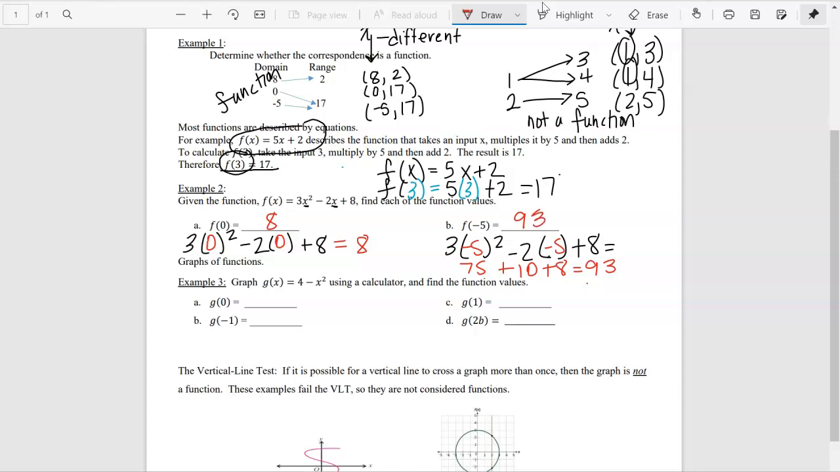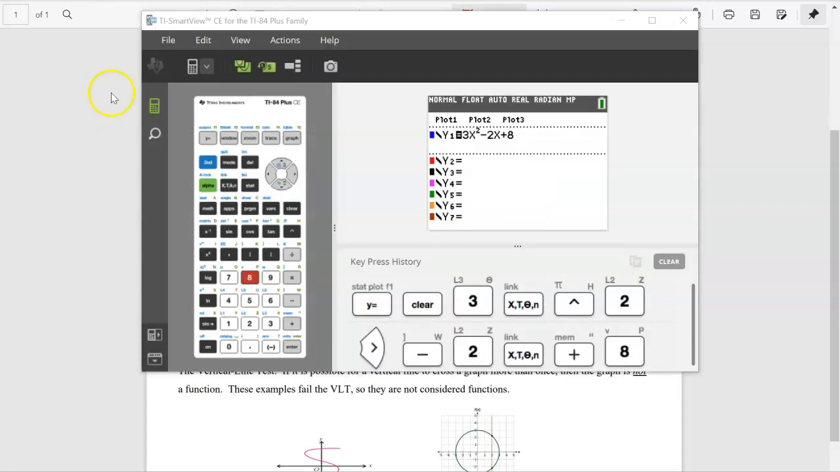Okay, now you can also work this problem on the graphing calculator because f of x is just a fancy way for saying y. So f of x is the same thing as y. So this really could be y equals 3x squared minus 2x plus 8. So let's go to the graphing calculator and look at how we can find what happens when we plug in a 0 and what happens when we plug in a negative 5. So I've gone to my graphing calculator, I've gone to y equals, and I've typed in 3x squared minus 2x plus 8.